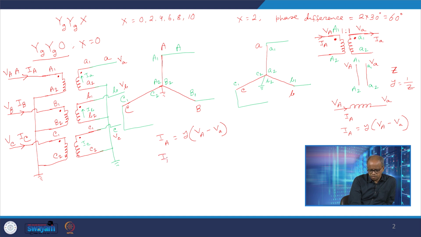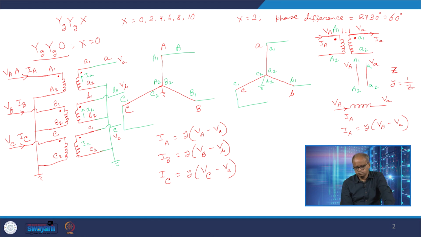Similarly, I capital B would be given by Y into V capital B minus V small b. Here please note that we have assumed that all these three single phase transformers are identical. So, all of them have got the same Y value, that is the same leakage admittance. That is also another kind of tacit assumption. And I capital C is Y into V capital C minus V small c.